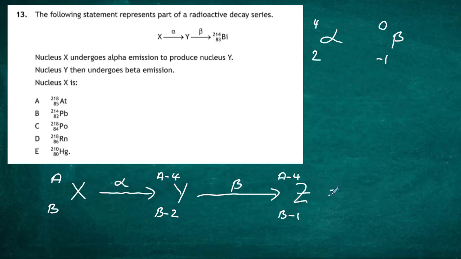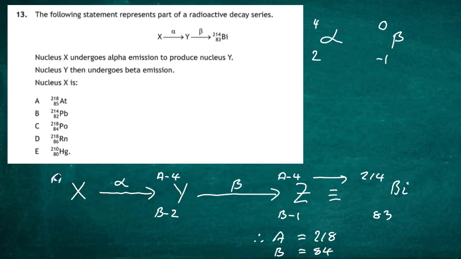Now we compare that to our final product, which is 214 bismuth and 83. We can see that A minus 4 is equal to 214. That's the equivalence over here. So therefore, we can say that A must be equal to 218. If we make the equation up, A minus 4 equals 214, so we now know that A is 218. What about B? Well, we know that B minus 1 should equal 83, and therefore B should be equal to 84.